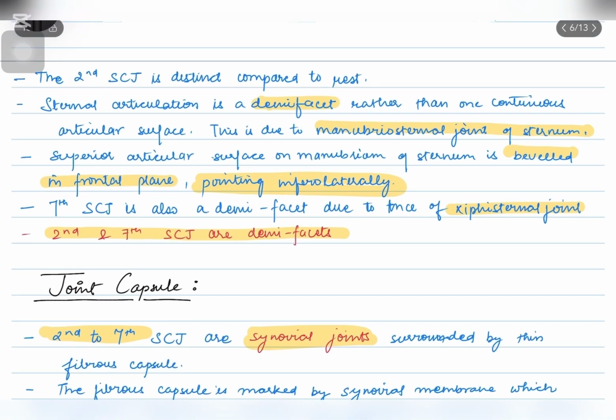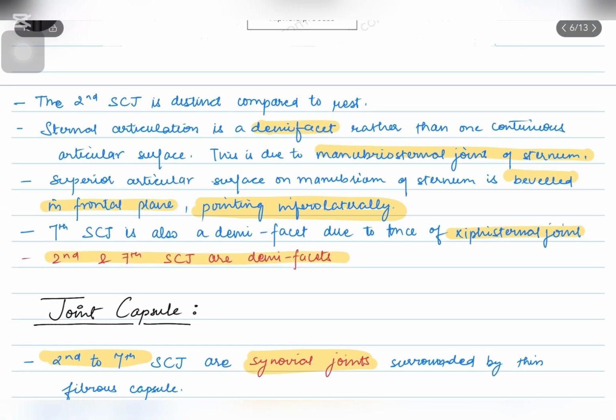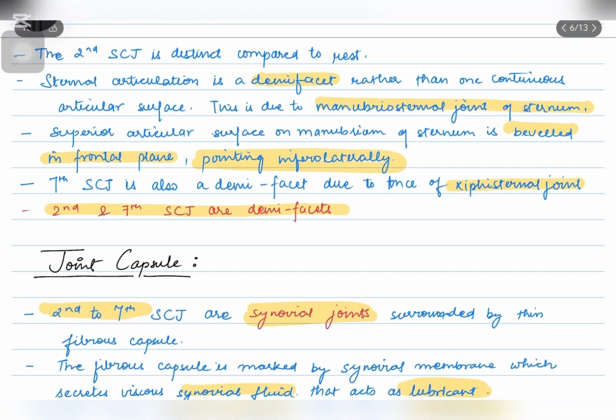The second SCJ is distinct compared to the rest. Its sternal articulation is a demifacet rather than one continuous articular facet. This is due to the manubriosternal joint of the sternum. The superior articular surface on the manubrium of the sternum is beveled in the frontal plane, pointing inferolaterally. The seventh sternocostal joint is also a demifacet due to the presence of the xiphisternal joint. Second and seventh sternocostal joints are demifacets.